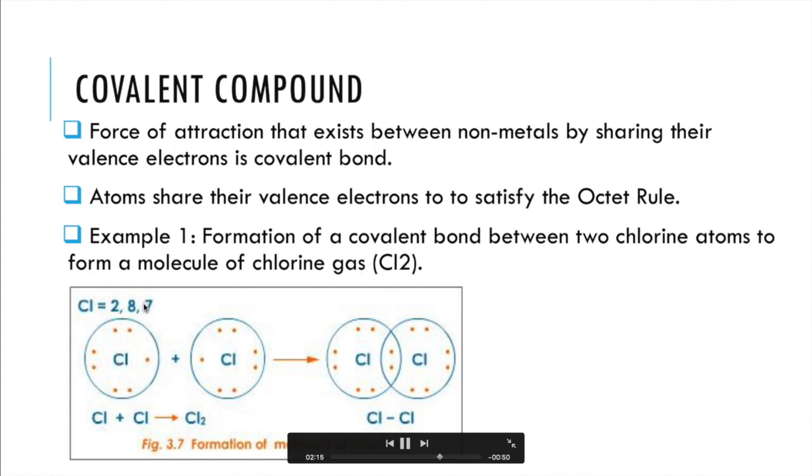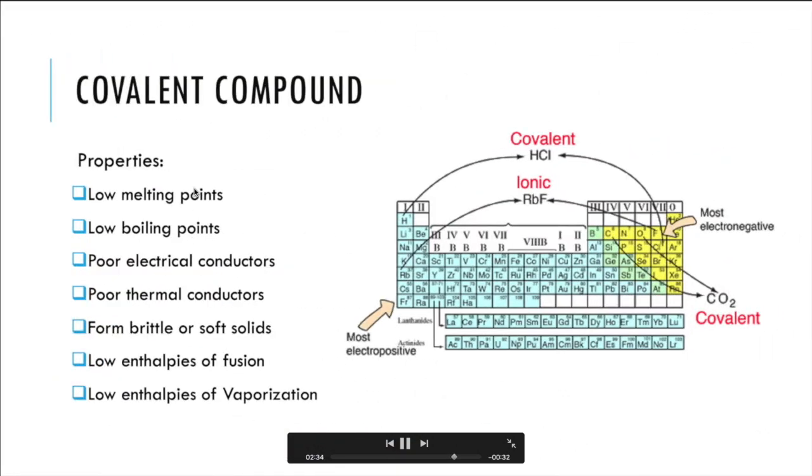Each chlorine atom has 7 valence electrons, one of which is unpaired, available for bonding. When two chlorine atoms share their unpaired electrons, a single covalent bond results, and each chlorine atom effectively has an octet of valence electrons. Some properties of covalent bonds.